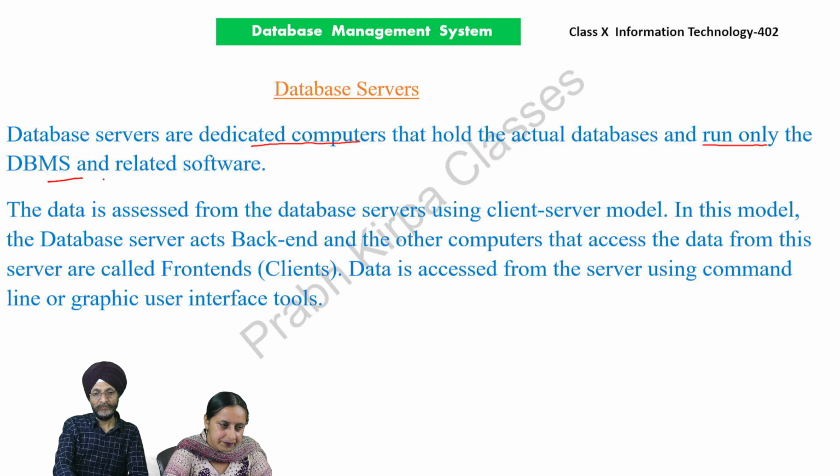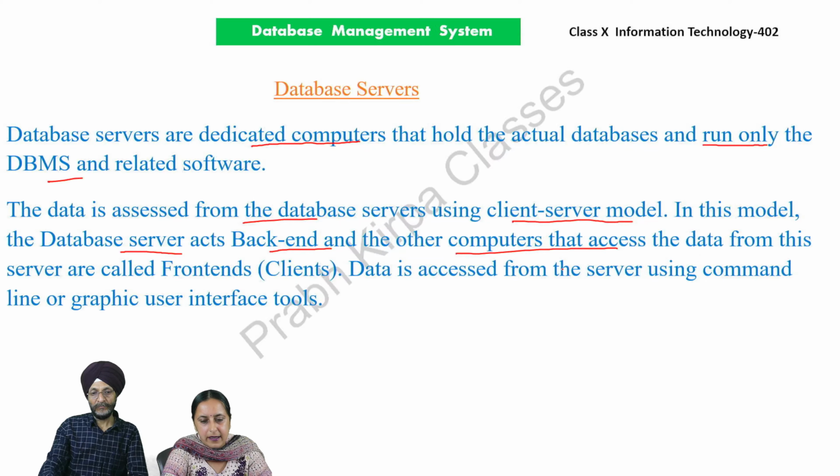Next, database servers. Database servers are dedicated computers that hold the actual databases and run only the DBMS and related software. The data is accessed from the database servers using the client-server model. In this model, the database server acts as the backend and the other computers that access the data from the server are called frontends. Data is accessed from the server using command line or graphical user interface tools.